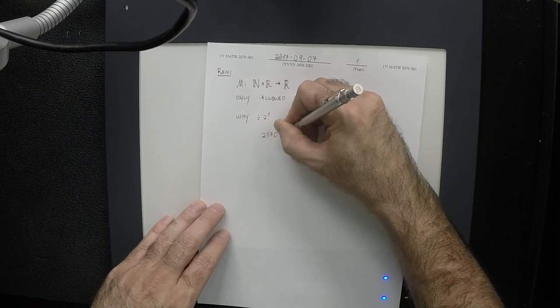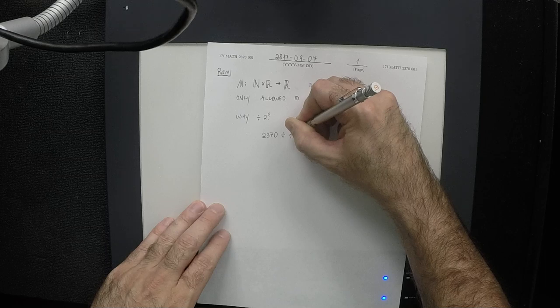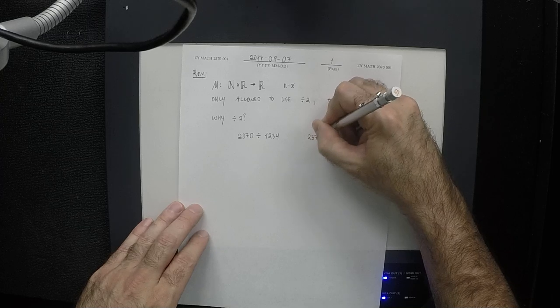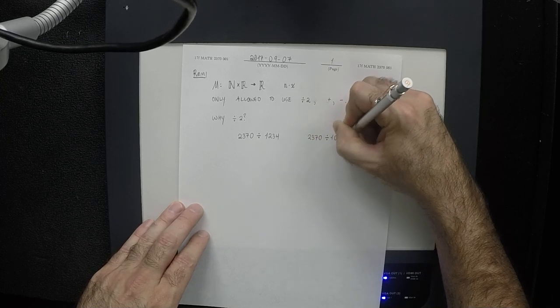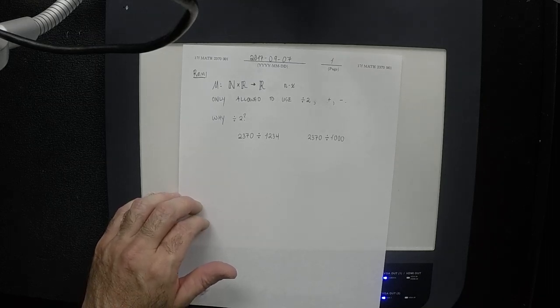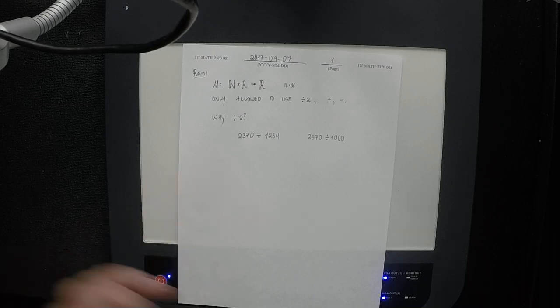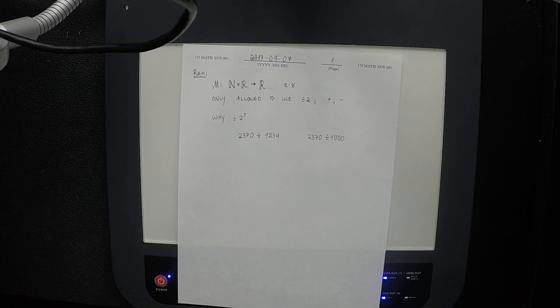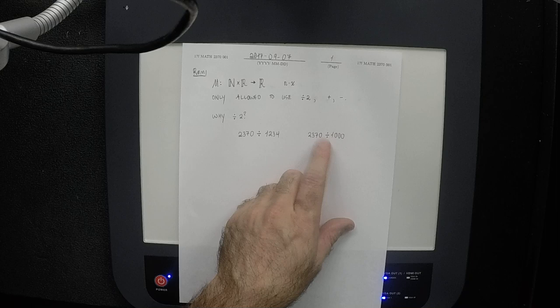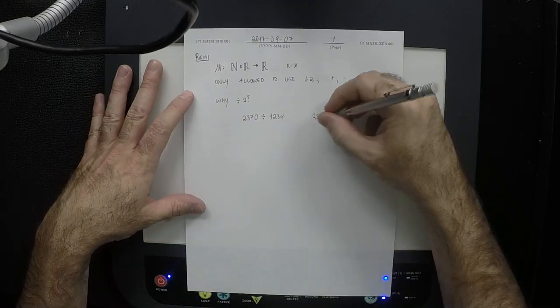2370 divided by 1234, or 2370 divided by 1000. Which one of these is an easier task for us? The second one. Why is the one on the right essentially a triviality? Just shift the decimal around. Right. Because 1,000 is a power of 10, it's 10 to exponent 3, what this is saying is shift the point three positions to the left. So this one is easy.